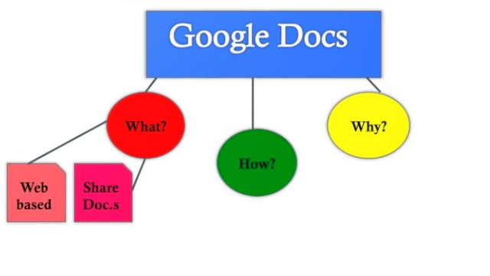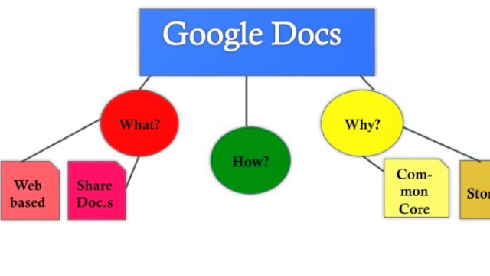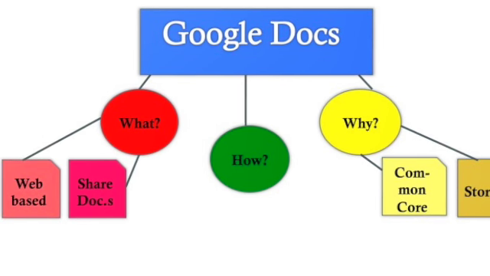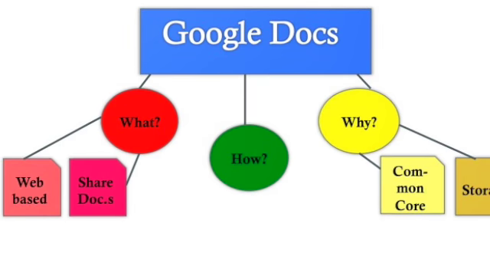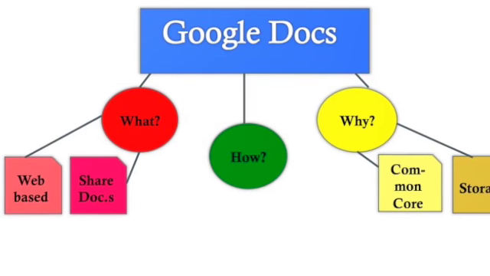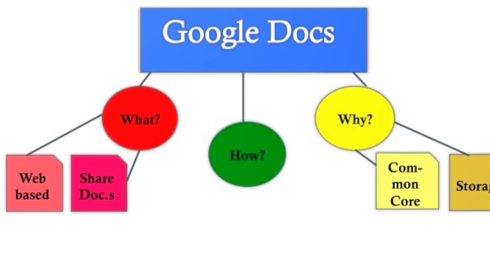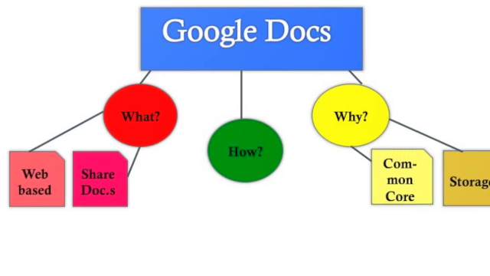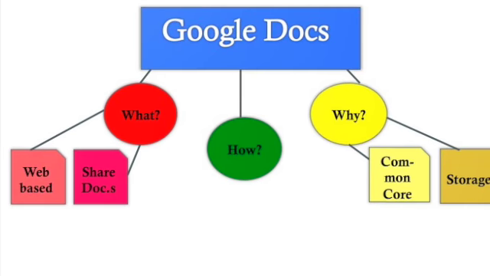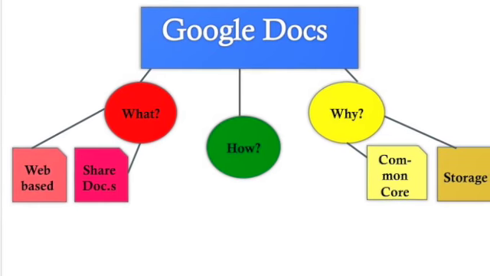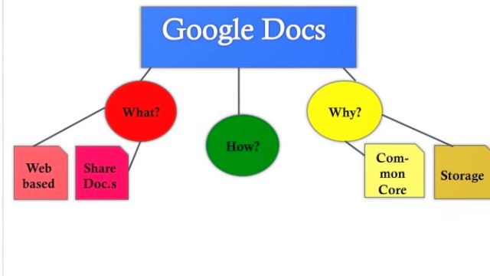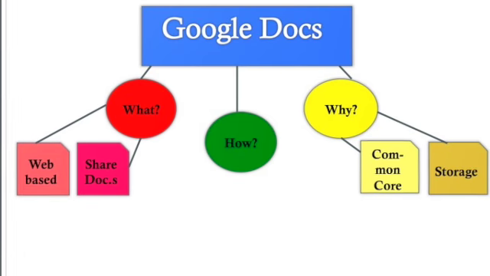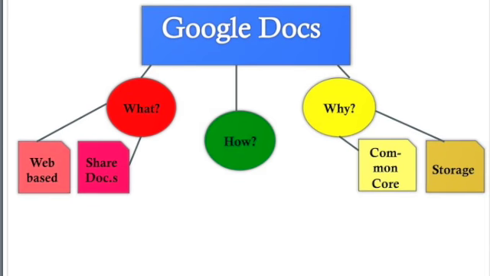Under the why question, I have placed two similar colored files, which are in the yellow color family, and that's just to remind me to slow down and pay attention. The first file is labeled Common Core, and that's because Google Docs helps teachers meet Common Core standards, such as standard number 6, which says to use technology, including the internet, to produce and publish writing and interact and collaborate with others.